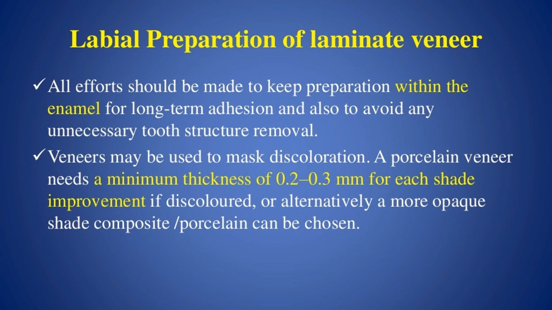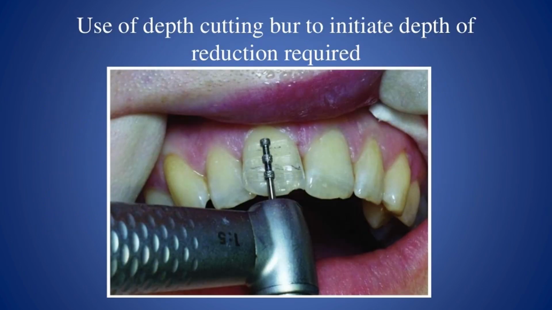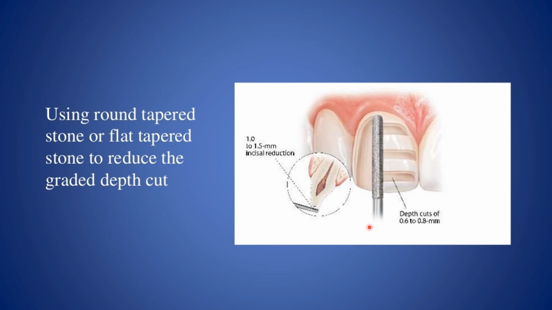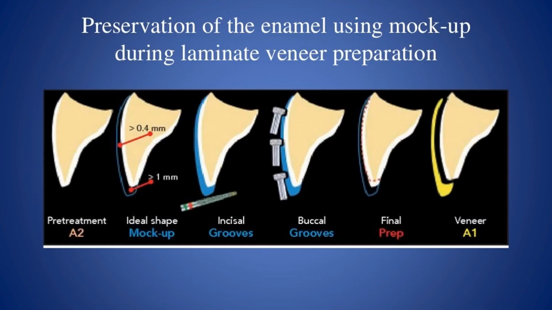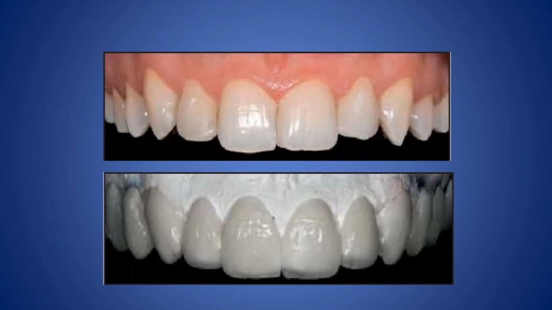Labial preparation of laminate veneer. All efforts should be made to keep preparation within the enamel for long-term adhesion and also to avoid any unnecessary tooth structure removal. Veneers may be used to mask discoloration. A porcelain veneer needs a minimum thickness of 0.2 to 0.3 mm for each shade improvement if discolored, or alternatively a more opaque shade composite/porcelain can be chosen.